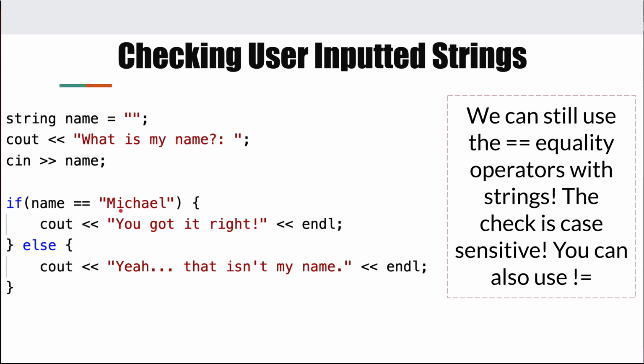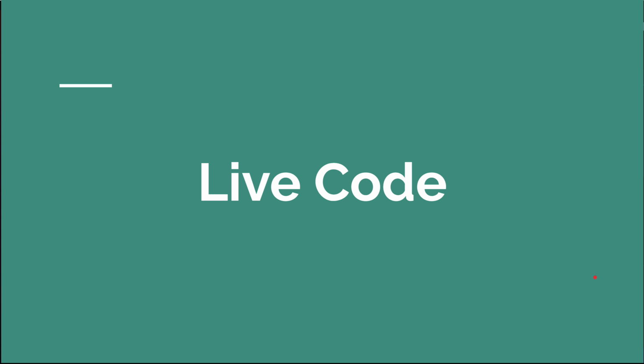Now what's crucial about this is these strings are case sensitive. This capital M is much different than a lowercase m. So if I entered the wrong case, like Michael with a lowercase m, or spelled it differently, it would mark this as false. And that's where things can get pretty tricky about checking strings. And then another note here is you can also use the exclamation equal to check if a string is not equal to another string.